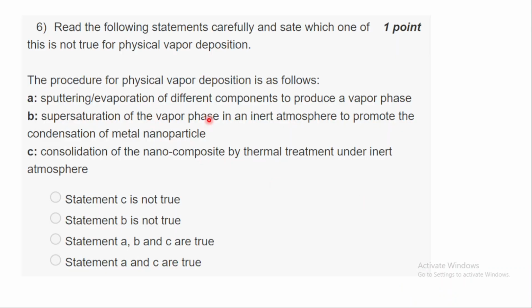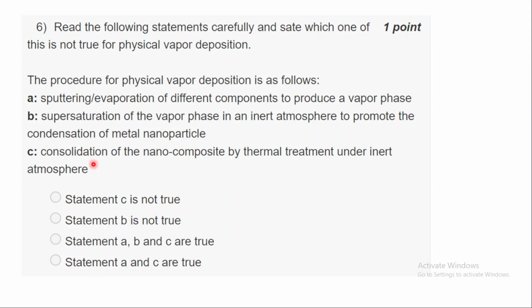Statement B says supersaturation of the vapor phase or the plasma phase in an inert atmosphere, in presence of argon gas, to promote the condensation of metal nanoparticle. In the end, we are condensing the atoms of metal nanoparticle to deposit on the substrate as a thin film. So statement B is also true.